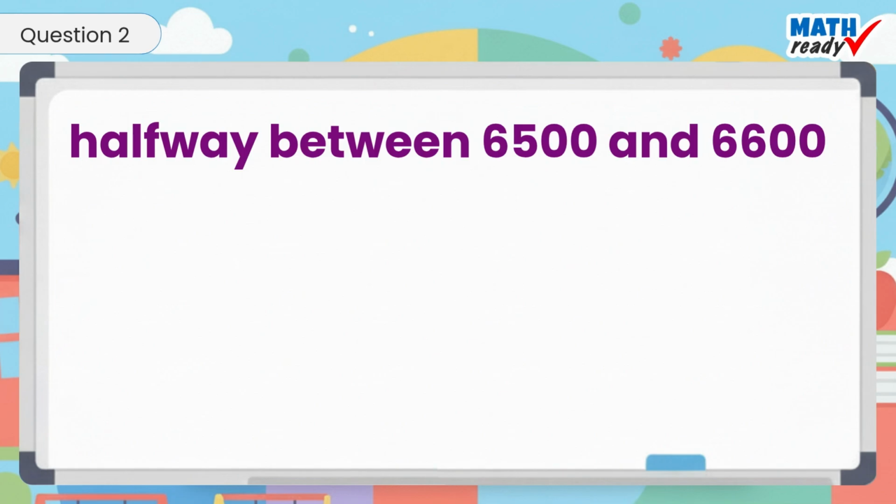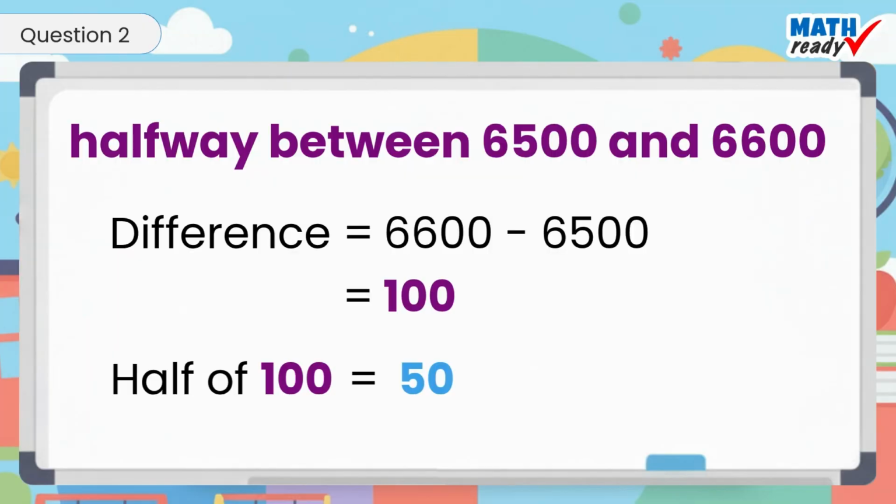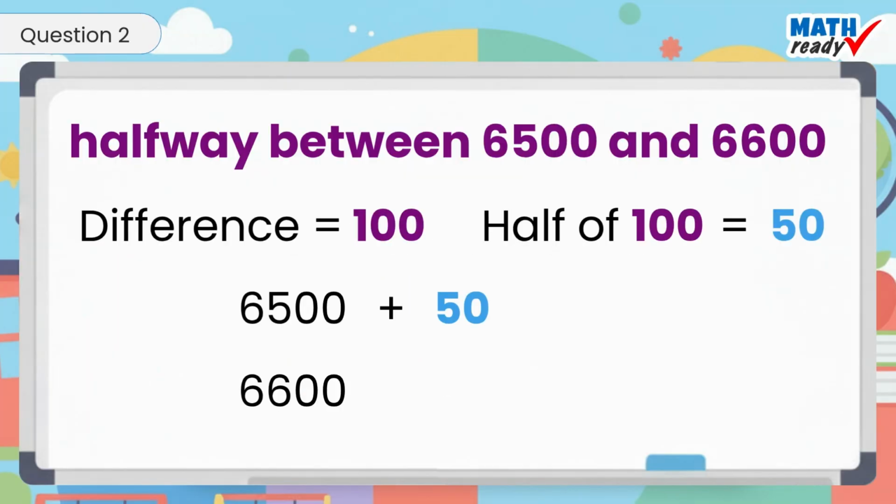What number is halfway between 6,500 and 6,600? We know that the gap between 6,500 and 6,600 is 100. Half of 100 is 50, which means we either add 50 to 6,500 or subtract 50 from 6,600.